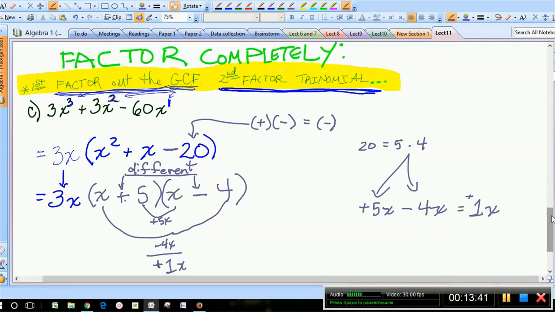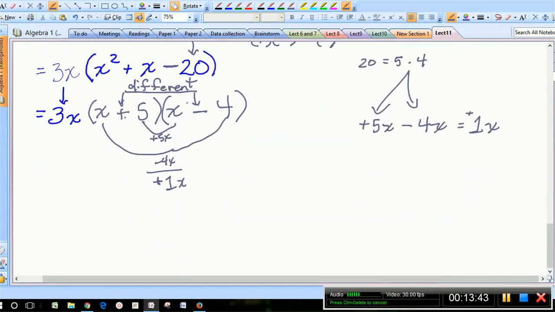Now remember, you can always check your work by multiplying this back up. Okay, so how would we go about that? Okay, we would do that, of course, very carefully.